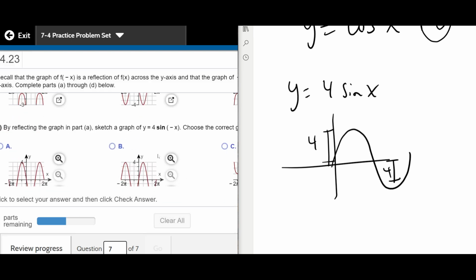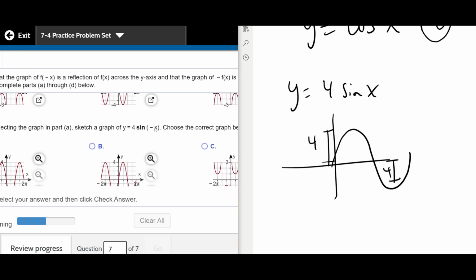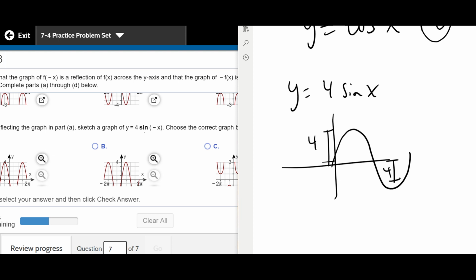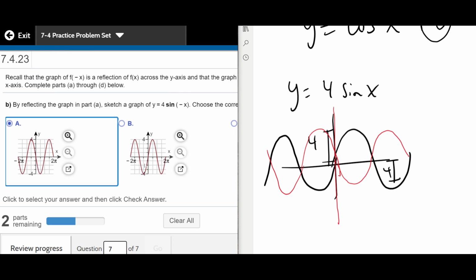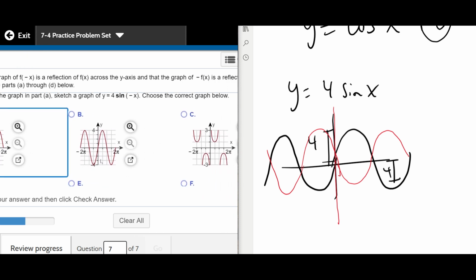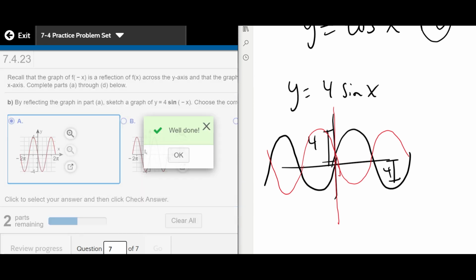Now we want to sketch sine of negative x. So if there's a negative inside there, it's going to reflect it about the y-axis. So instead of the function looking like that, it's going to reflect about the y-axis, and it'll look kind of like that, the red part. Let me look at the other ones just in case. Yeah, so it looks like it's A. So we'll enter that there.